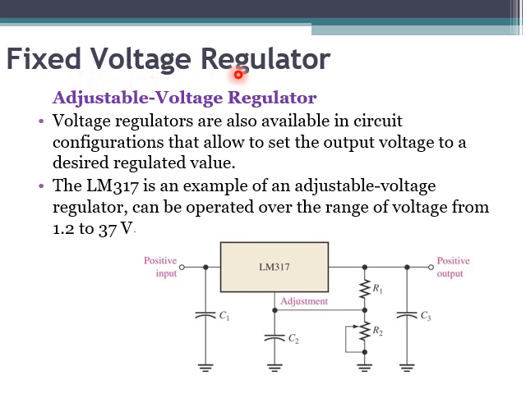Now, besides the fixed voltage regulator, we have an adjustable voltage regulator, the LM series. Adjustable voltage regulators are also available in a circuit configuration that allows setting the output voltage to a desired regulated value. In the 78 series it's constant, it's a fixed one, like 7805. Here adjustable means I can have a range from 1.2 to 37 volt. That is what an adjustable voltage regulator means.